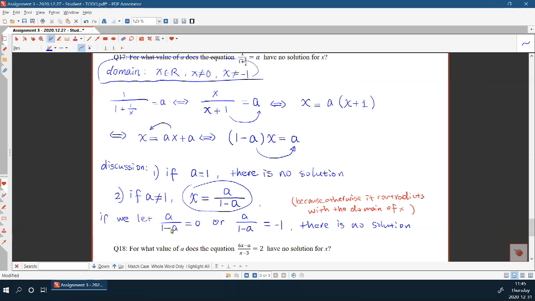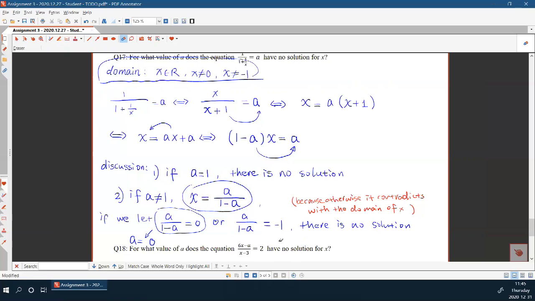When 1 over 1 minus a, so from the first expression, we can find a is 0. From the second equation, we cannot solve for a, right? Because here it gives us a equals a minus 1. This cannot happen, because when you cancel a here, 0 is minus 1, which cannot happen. So the second expression has no solution.